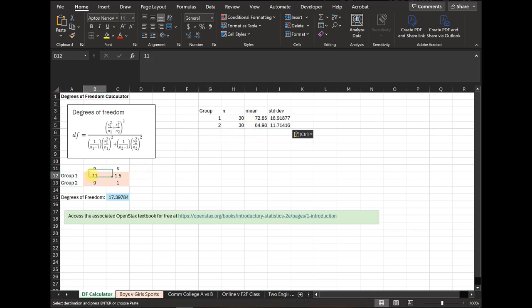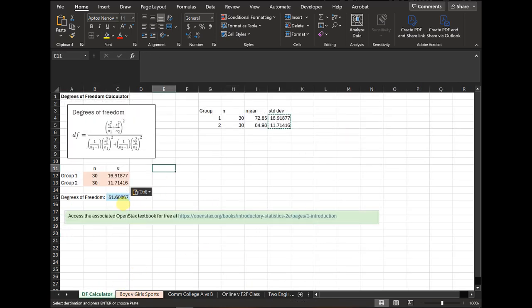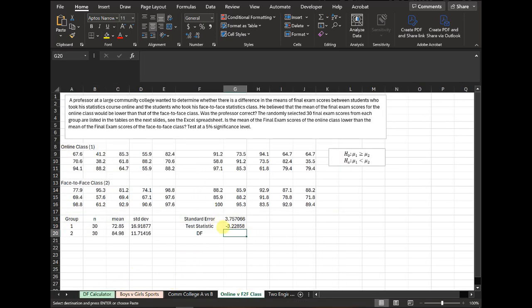So let's see, I can just copy this over. My n is 30 for each group, and then my standard deviation is these two crazy decimals. So I'm just going to paste each of these as values right here so I can see this. So I can see that I have a degrees of freedom of 51.6. So this is quite the degrees of freedom. Let's see, I'll copy this number here and I'll paste it as values back in my actual tab. Okay, great. So now I have everything that I need for this.